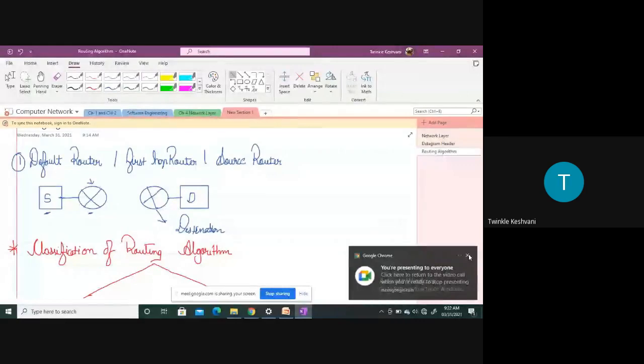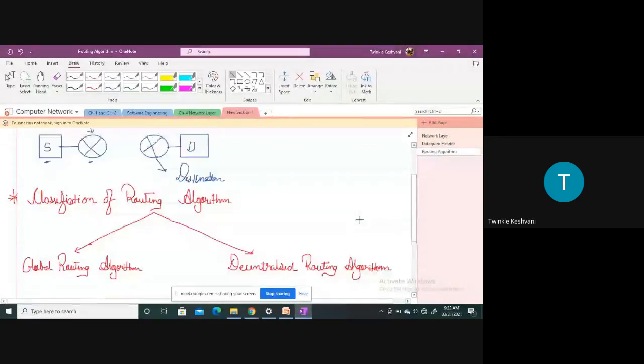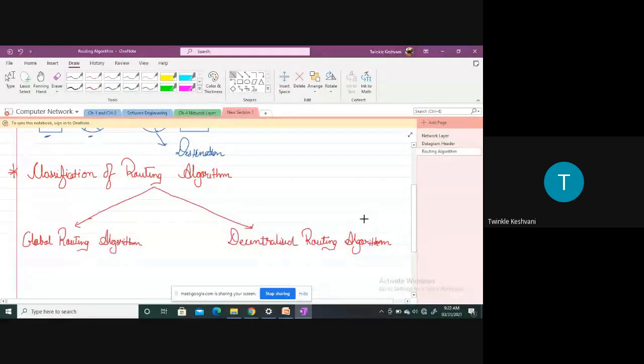ओके, सो बेसिकली वी कैन से दैट ये टर्मिनोलॉजीज तो समझ में आ गई, राइट? Now if I say about the classification of the routing algorithm, then the routing algorithm can be classified into two types. First is global routing algorithm and the second one is decentralized algorithm. अब यहाँ पे global routing algorithm क्या है?